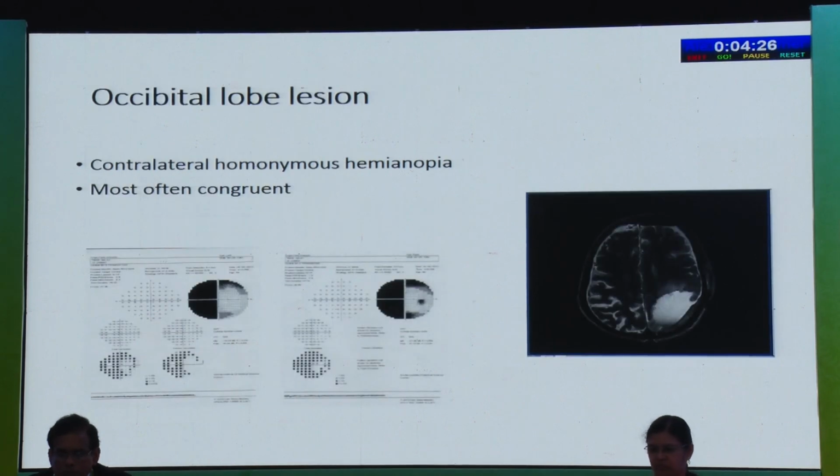So coming to occipital lobe lesion, here again we get contralateral homonymous hemianopia. The characteristic feature of an occipital lobe lesion is that the field defect is congruent, as the corresponding retinal nerve fibers are very close to each other. We get a congruent field defect. So when we get a congruent field defect, we should think of a more posterior lesion.